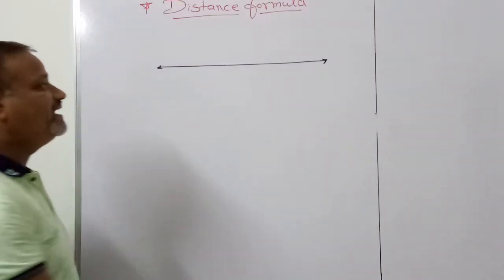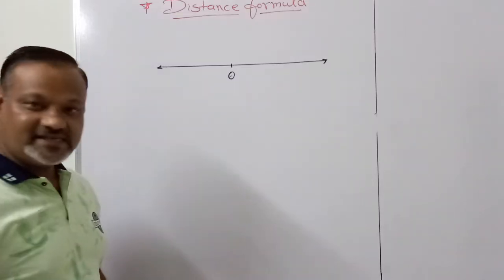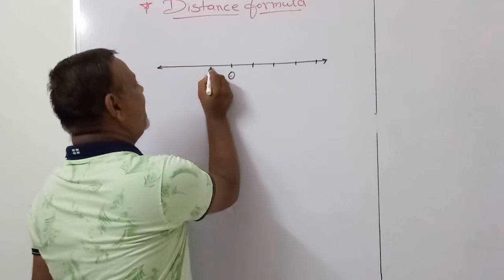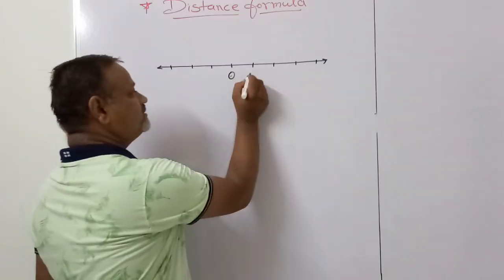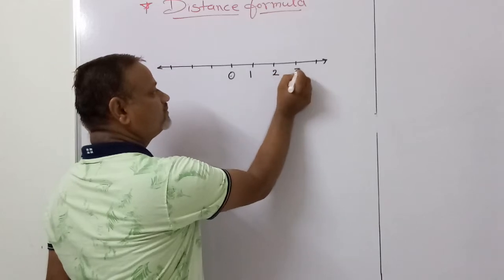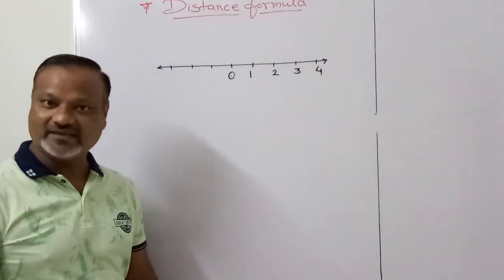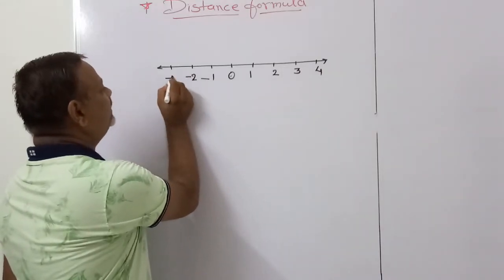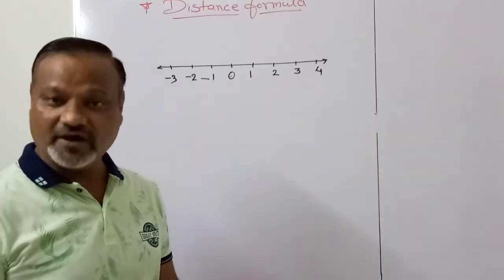On this number line, here is a 0. On the right side of the 0 there are the positive integers, and on the left side of the 0 there are the negative integers. So this is your 1, 2, 3 and 4. In this way infinite numbers are there. Here -1, -2, -3. In this way there are infinite points.